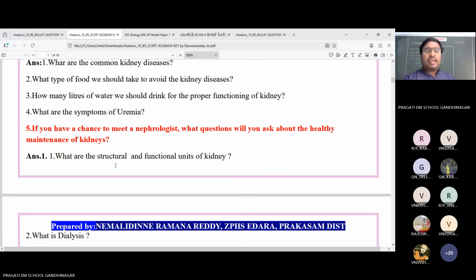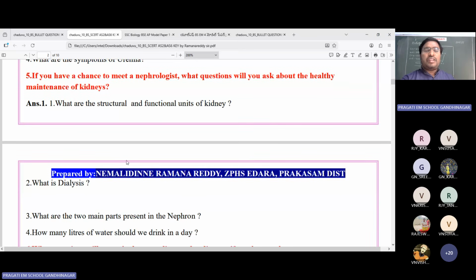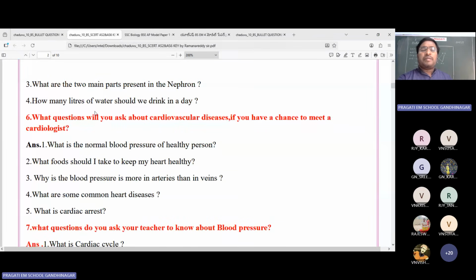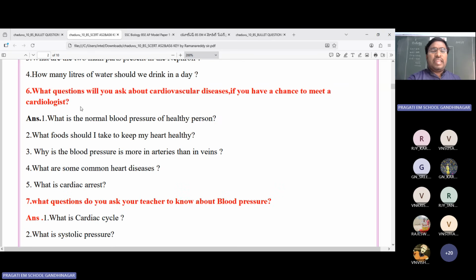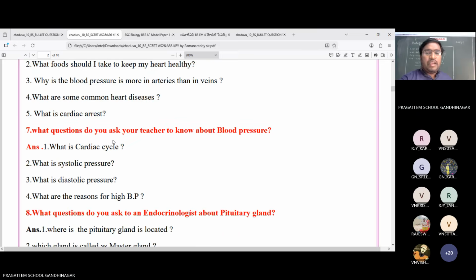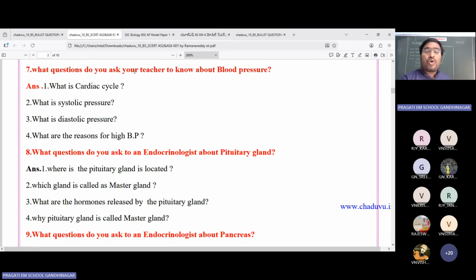The uremia condition. And next one: if you get a chance to meet a nephrologist, what questions will you ask about kidney? What are the structure and functions of kidney, and what is dialysis? What are the two main parts present in the nephron, and how many liters of water should we drink a day? And the next question is about the cardiologist. If you meet a cardiologist, what questions will you ask about heart health? And the next question is, what questions do you ask your teacher to know more about BP, blood pressure?